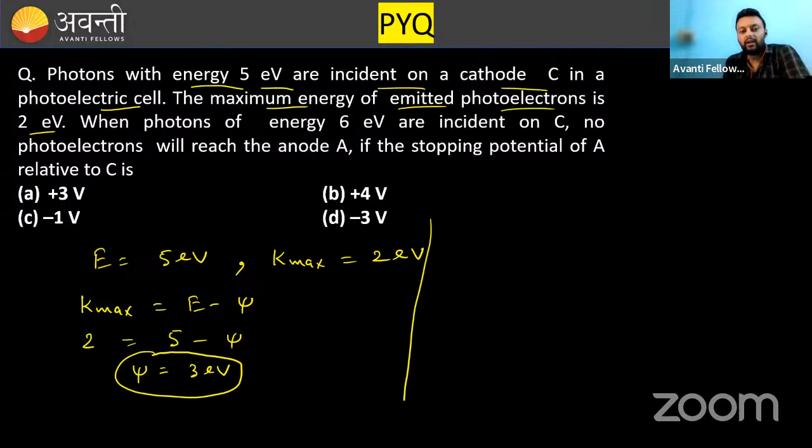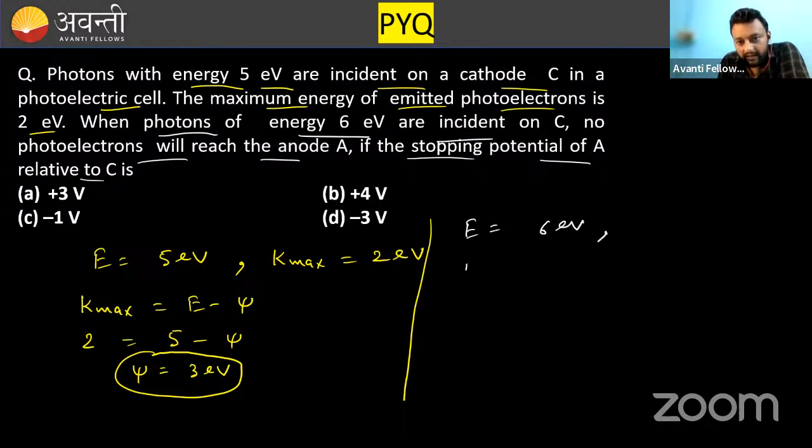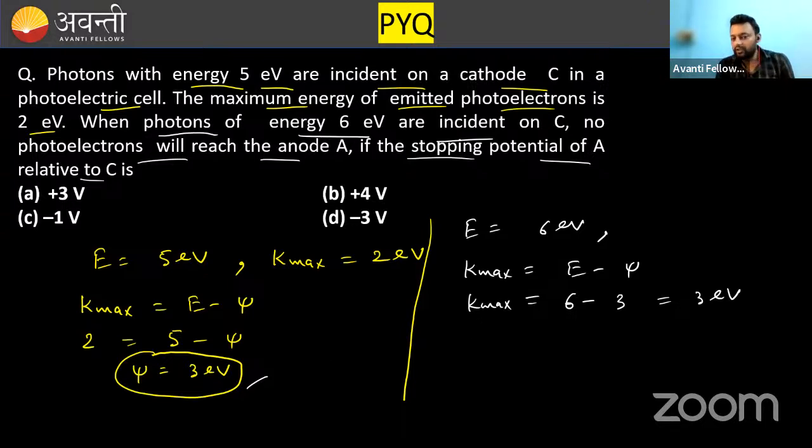Now in the second statement, it says, when photons of energy 6 electron volt are incident, no photoelectrons will reach the anode if the stopping potential of A is this much. Listen to me. They are asking me the stopping potential. Now this time, energy is 6 electron volt. Again, K max is equal to E minus psi. K max will be what? E is 6. Psi we have calculated already, that is 3. So K max is 3 electron volt. You know the value of K max and they are asking you the stopping potential. So stopping potential, I have told you, just remove this electron volt, the e term. So the stopping potential will be 3 volt.